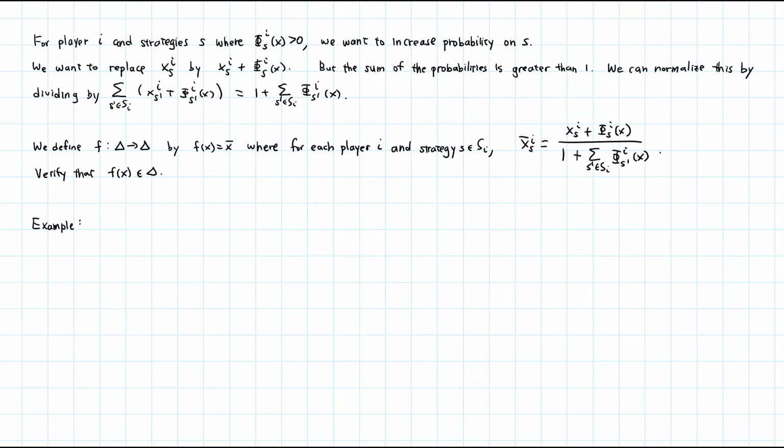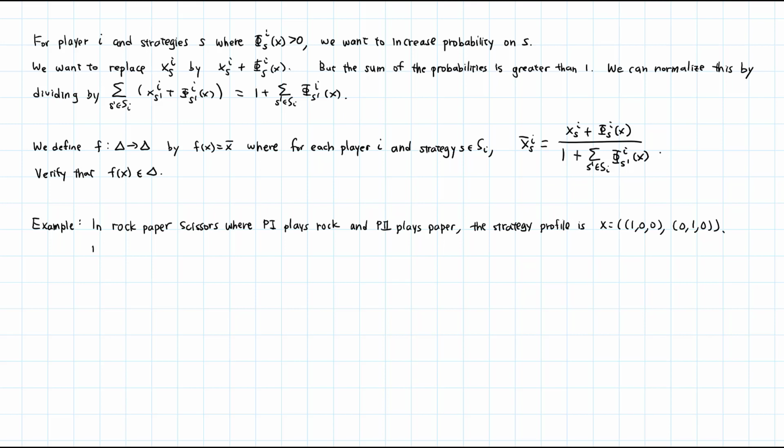Going back to the rock, paper, scissors example again, where player 1 plays rock and player 2 plays paper, the strategy profile is 1-0-0 and 0-1-0. For player 2, the phi function is always 0, because you cannot increase utility by switching from paper. For player 1, the phi function when switching to rock is 0, the phi function when switching to paper is 1, and the phi function for switching to scissors is 2.